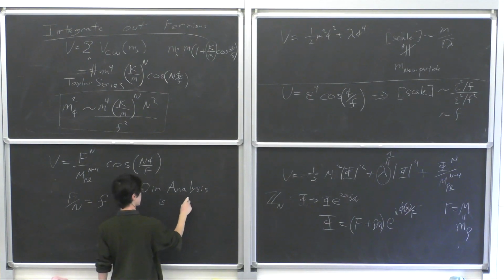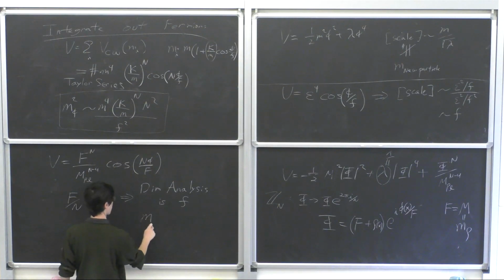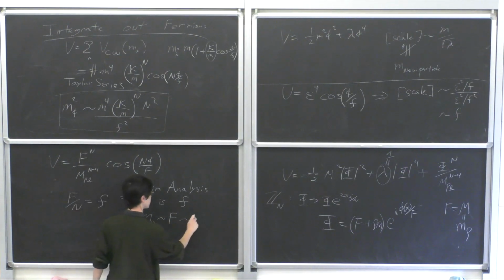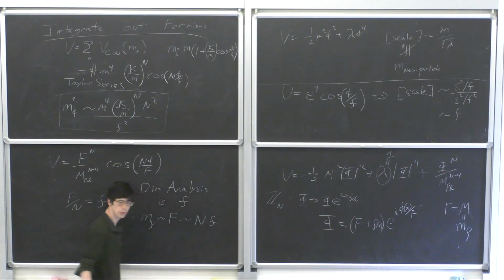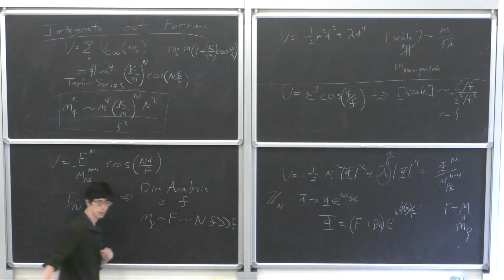is little f, but the mass of a new particle, m rho, is capital F, which we had said is n times f. And so we can just take n larger and larger and separate this much larger than f.